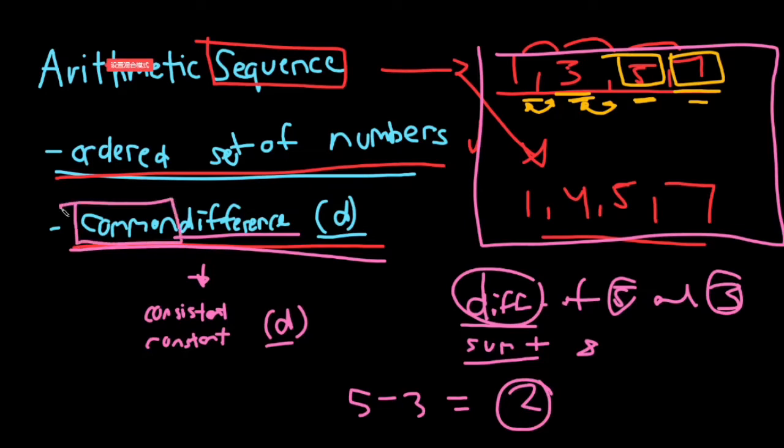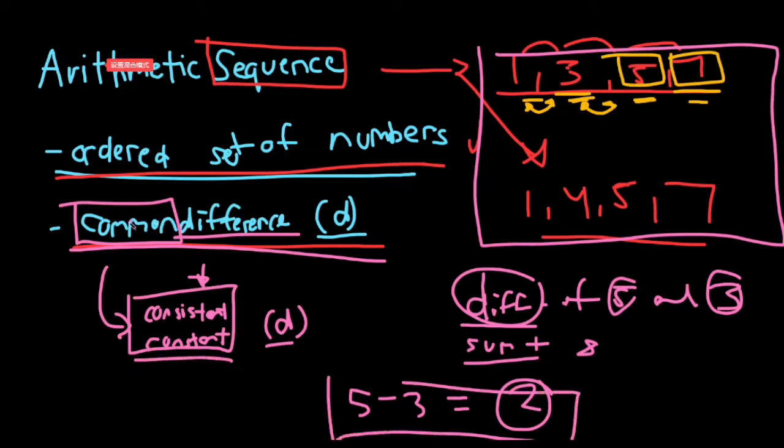What is common? Common means it is very consistent throughout the sequence and is a constant. It does not change. That's what it means by common, and that's what it means by difference: the difference between two numbers, each consecutively. Remember that. It's consecutive. You can't find the common difference by using 5 and 1, or 3 and 7. You can only find the common difference from 5 and 3, or 3 and 1, or 7 and 5, because they are right before or after each other.